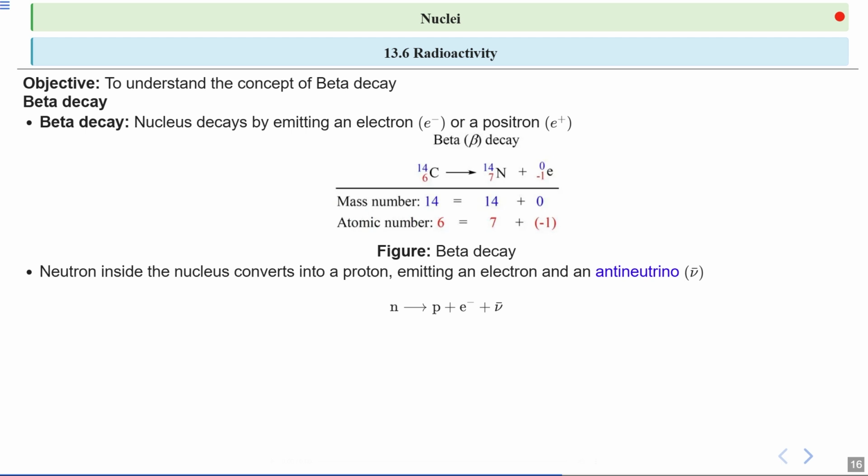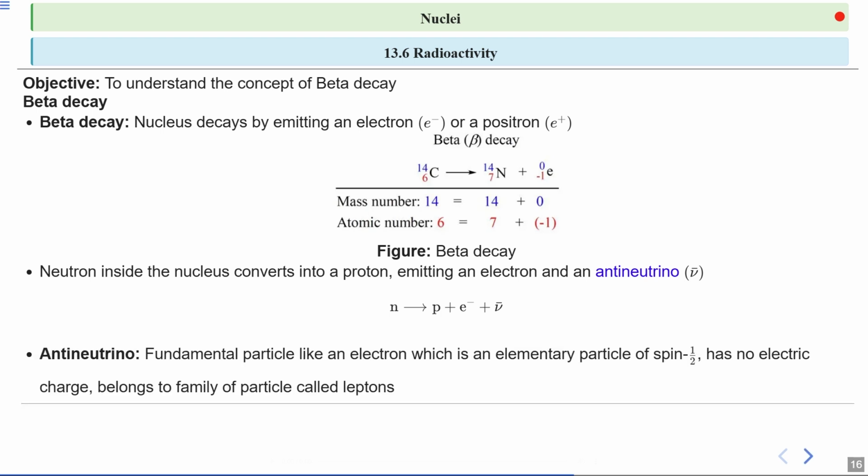A neutron inside the nucleus converts into a proton, emitting an electron and an antineutrino. So the reaction is given: a neutron is converting into a proton and an electron and also an antineutrino, that is represented by nu bar.